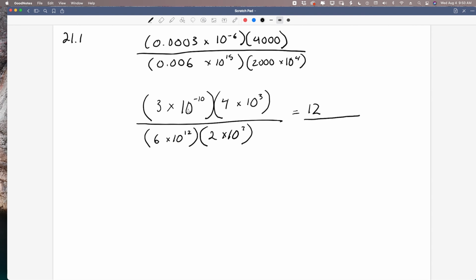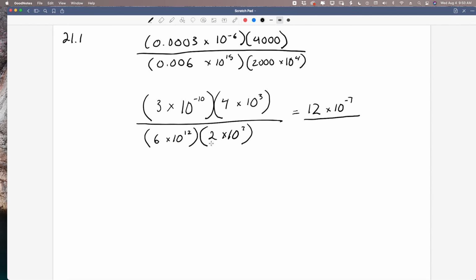And now we just treat these like variables, right? So times 10, and they're the same variable, times 10 on both. So now we just look at the exponents. We have a negative 10 and a positive 3. Together, that's a negative 7. We just combine them.